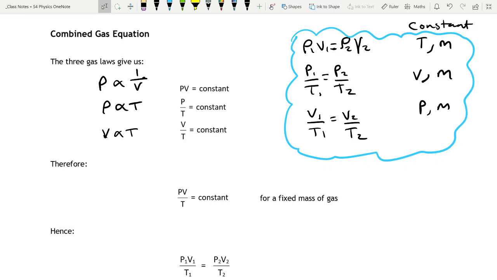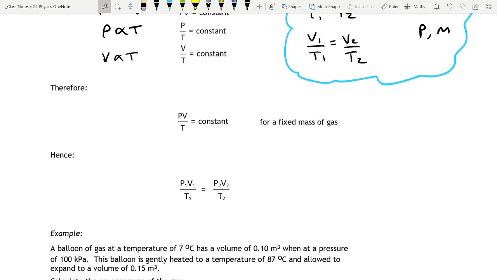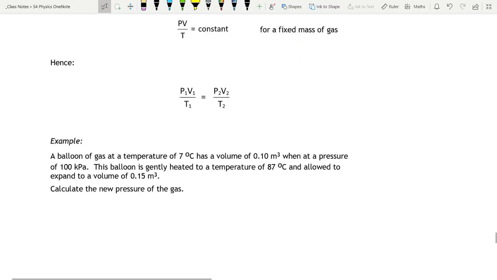Okay, so PV over T is constant. So if you were doing an experiment with all three of them, if you times P and V and then divide it by T, you'd get a constant, you get the same value over and over again depending on your results. So we can create an equation from that. So instead of P1 times V1 equals P2 times V2, P1 divided by T1 equals P2 divided by T2, we've got this final lovely big equation here, which is given to you in your equation list. This one here. Okay, so this combines them all.